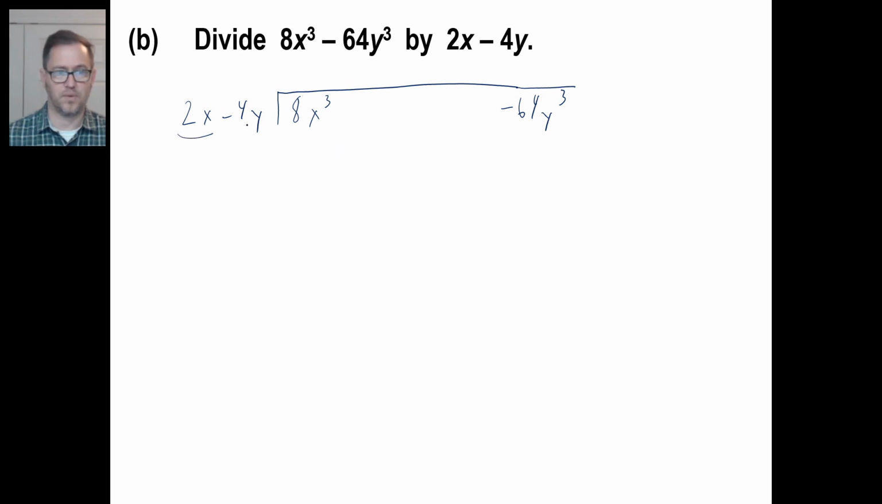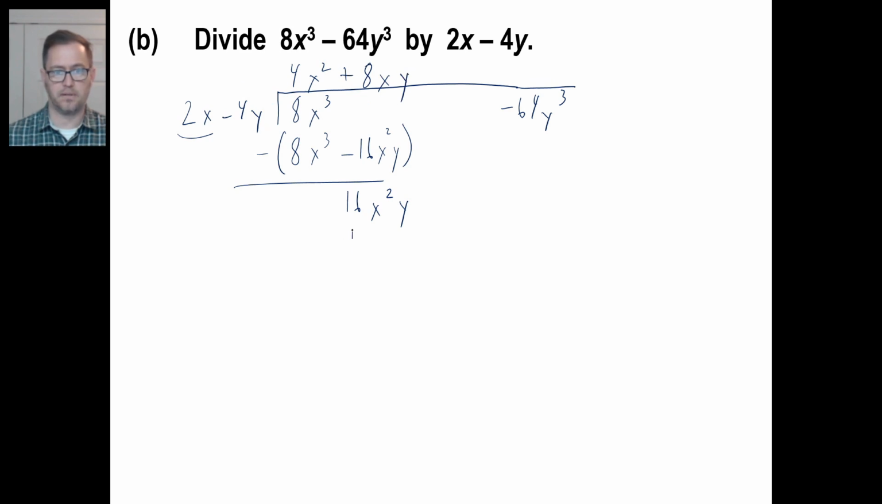So let's go. 2x into 8x cubed is 4x squared. And we're going to multiply through. This is the first thing, of course. 4 times negative 4 is negative 16. x squared times y is x squared y. Subtract. Then we get an opposite of a negative, which is 16x squared y. Then 2x into that will be 8. And then x squared divided by x is just x, and then a y is left over.